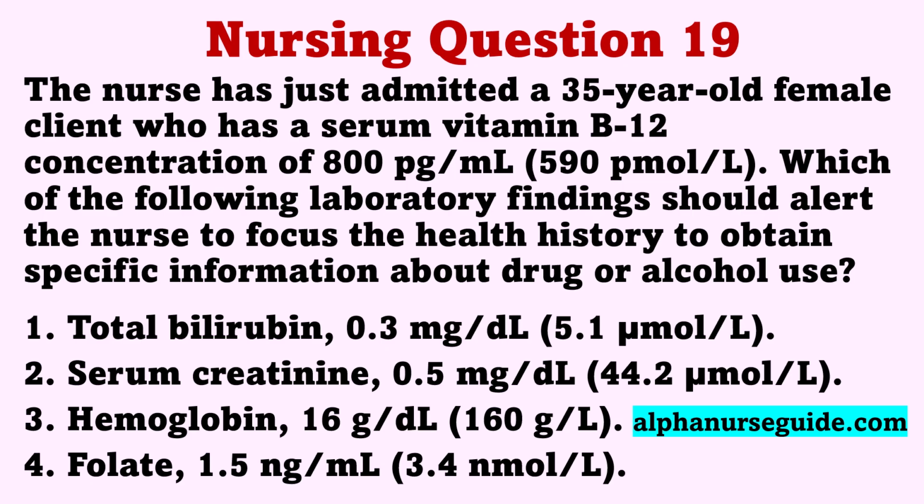The correct answer is 4. Folate, 1.5 nanograms per milliliter. Normal range of folic acid is 1.8 to 9 nanograms per milliliter, and normal range of vitamin B12 is 200 to 900 picograms per milliliter. A low folic acid level in the presence of a normal vitamin B12 level is indicative of a primary folic acid deficiency anemia. Factors that affect the absorption of folic acid are drugs such as methotrexate, oral contraceptives, anti-seizure drugs, and alcohol. The total bilirubin, serum creatinine, and hemoglobin values are within normal limits.